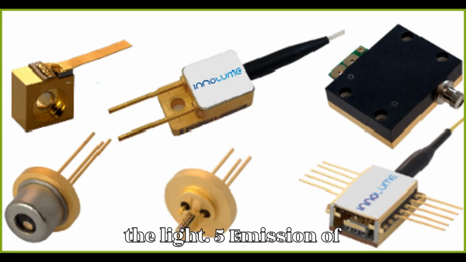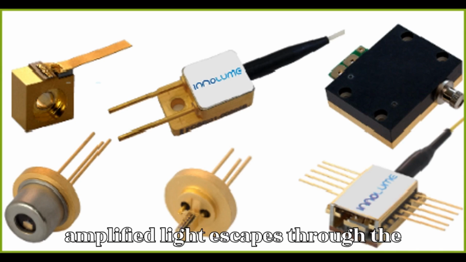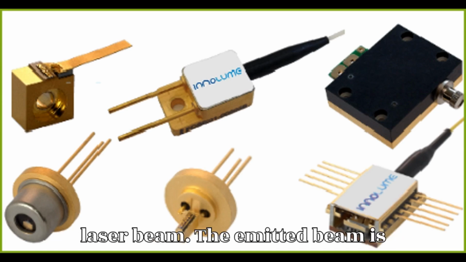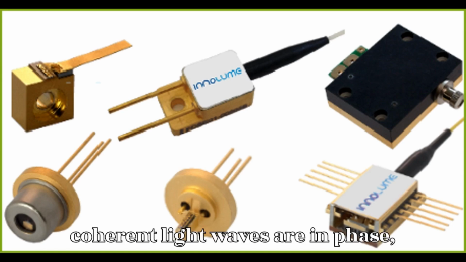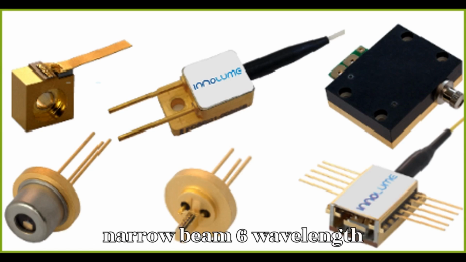5. Emission of coherent laser light. A portion of the amplified light escapes through the partially reflective mirror, forming the laser beam. The emitted beam is monochromatic, one wavelength. Coherent, light waves are in phase. Highly directional, concentrated in a narrow beam.